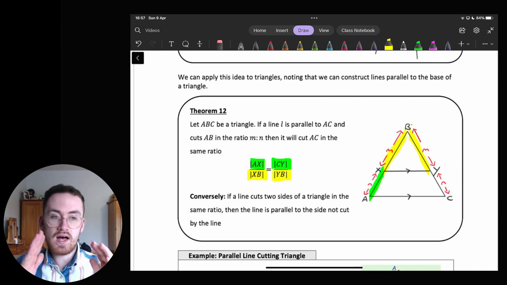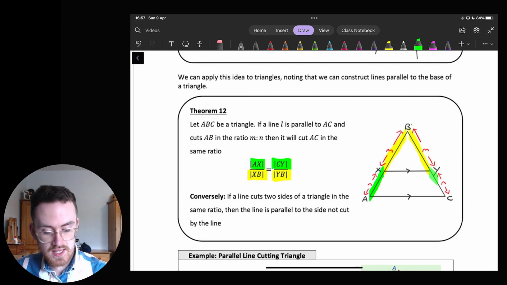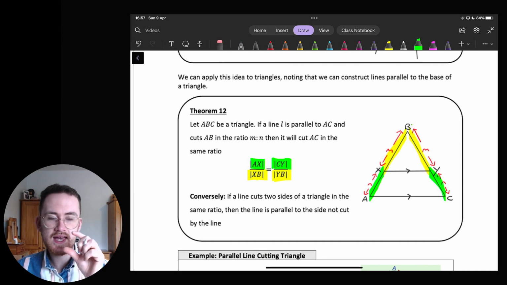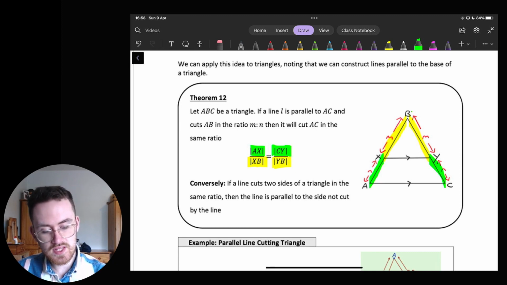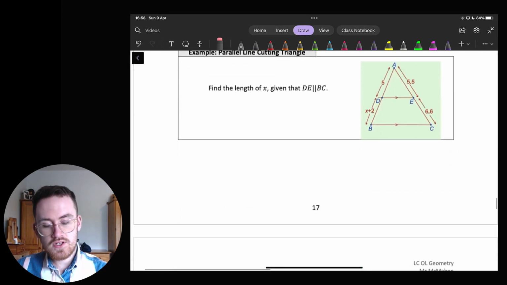ax and cy are the 2 green parts here, so they're the same section on each side of the triangle, so we're putting them on the top, and on the bottom of each fraction is the same part from the same side, matching them up across with each other. And the converse of that is if a line cuts 2 sides into the same ratio, then that line must be parallel. So if these ratios are the same, then that means that this middle line is parallel to the base. So again, how did we use this in practice?